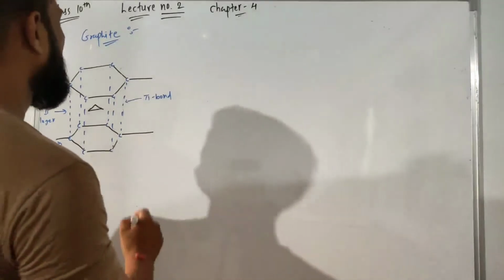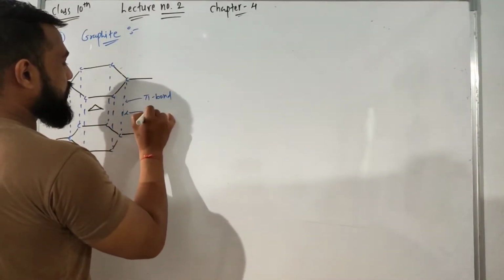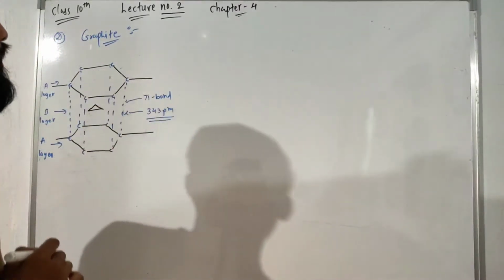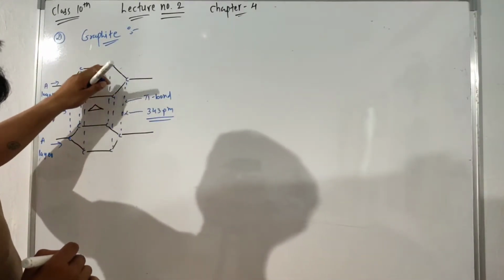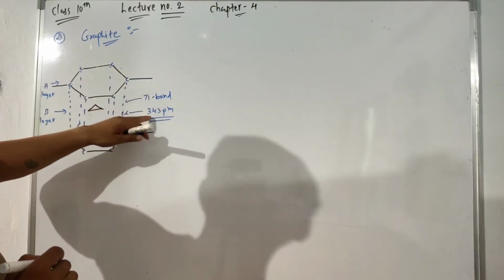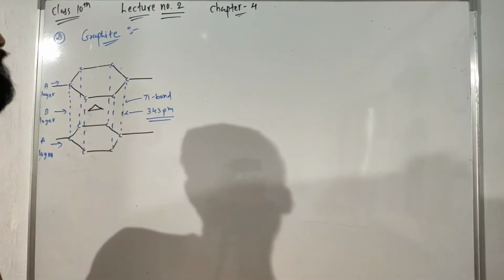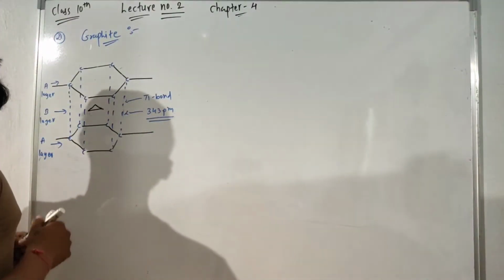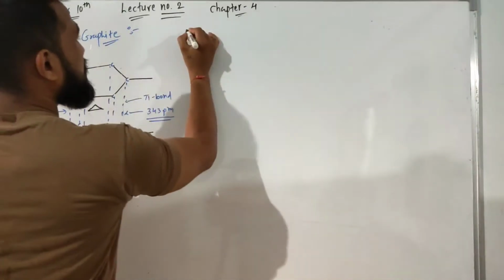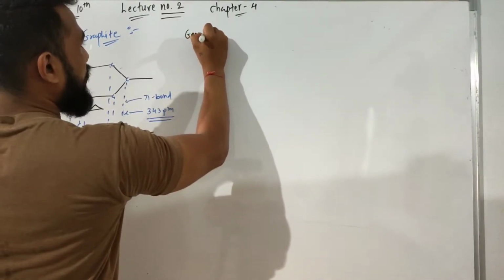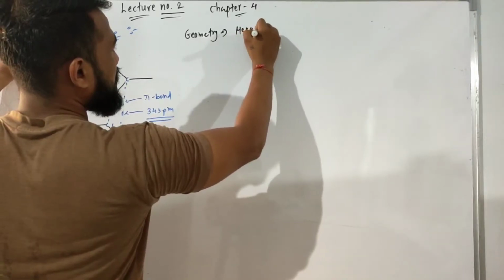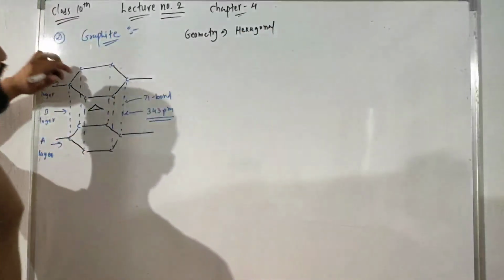Now the bond length is 343 picometer. This bond is very long in comparison to this. Okay, so this is 343 picometer. Okay, clear? Now, the geometry of graphite is hexagonal. It is a hexagonal geometry.